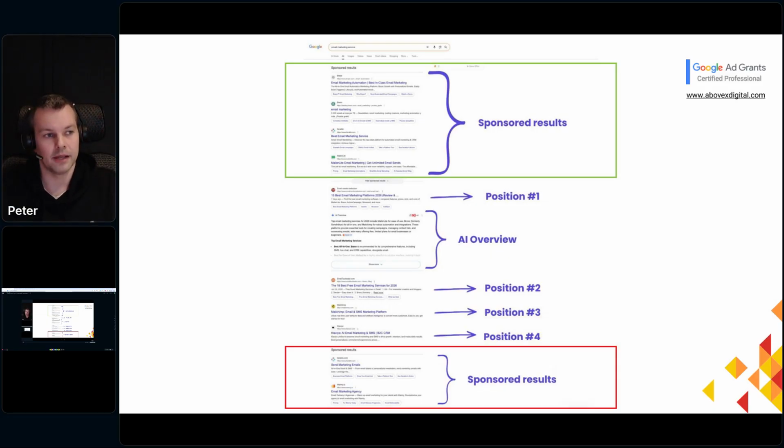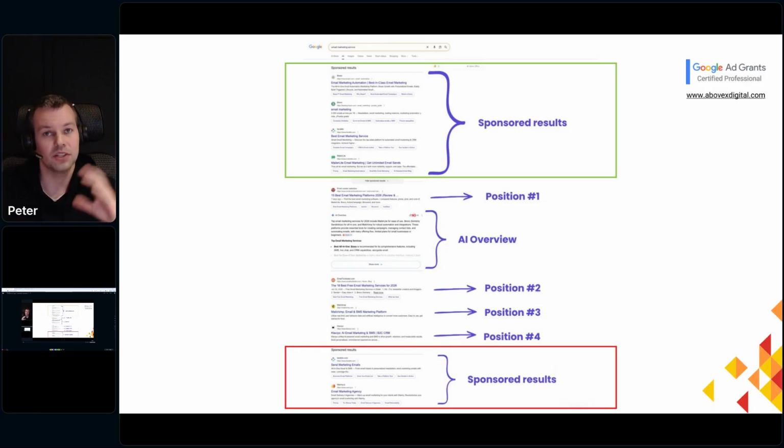On the top, in this case, there are 4 sponsored results. Then there's position 1, the first unpaid position. Then there's the AI overview, which is an AI-generated answer to your question essentially. Then you have 3 more organic non-paid positions, and then sponsored results on the bottom.